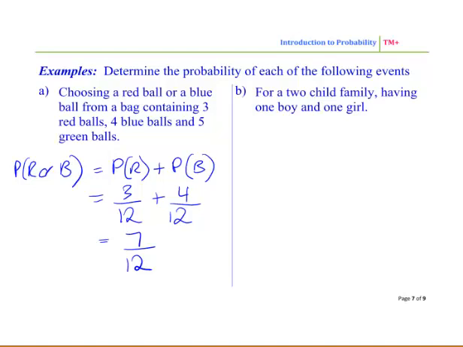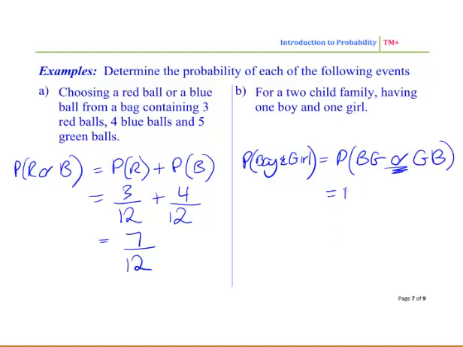Next, for a 2-child family having 1 boy and 1 girl. Now note that there's an and there. So the probability of a boy and a girl is going to be equal to the probability of boy-girl plus the probability of girl-boy. Okay, another way of looking at that is it's the probability of a boy then a girl or the probability of a girl then a boy. So you can see these ors happening there. So I can go the probability of boy-girl plus the probability of girl-boy.